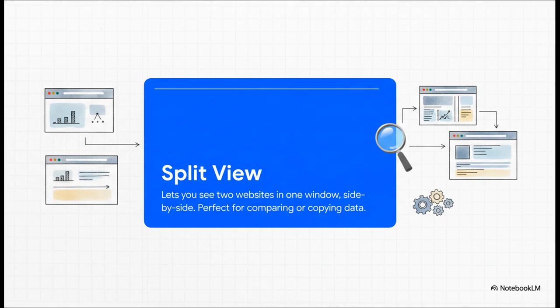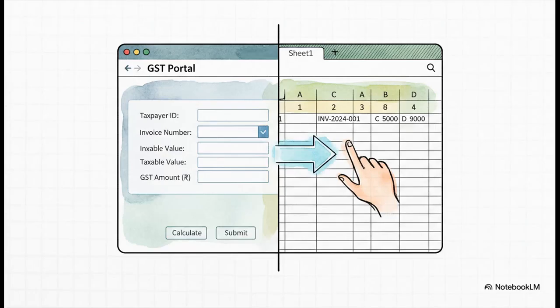Another awesome pro-level tool is something called Split View. This is an absolute game changer for anyone who has to compare information or do data entry. It actually lets you put two different websites side by side, inside a single tab. So, going back to that GST example, imagine having the official portal on the left side of your screen and your Excel sheet on the right side, all in one tab. No more alt-tabbing back and forth, trying to remember numbers. It's a massive boost for both speed and accuracy.